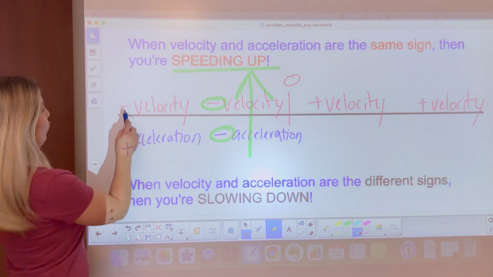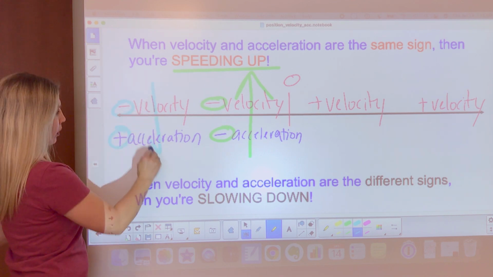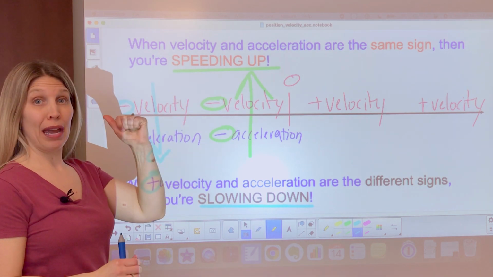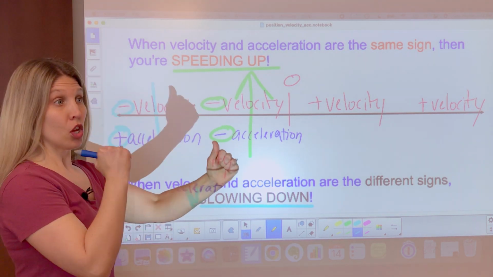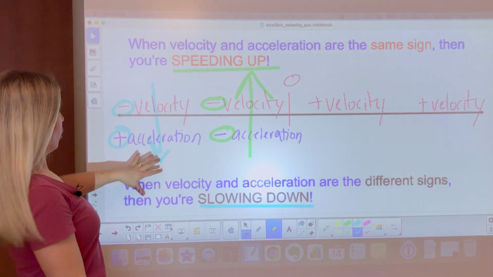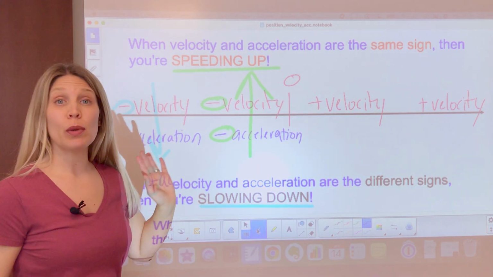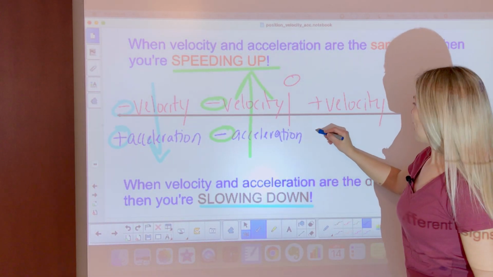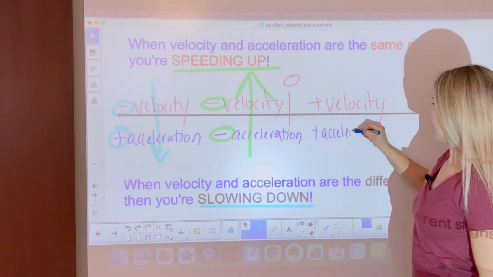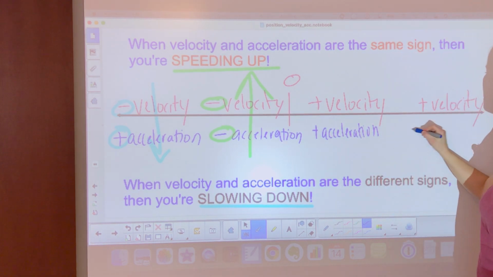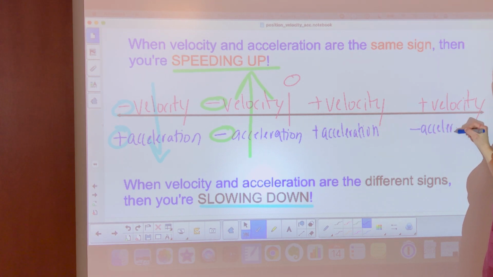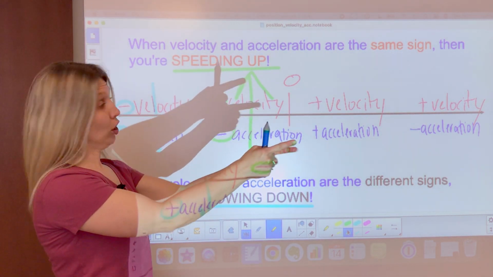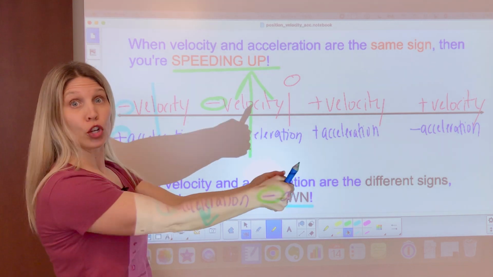Now, if your signs are different, you're going to be slowing down because your velocity is going one direction. It's like you're going backwards, but your acceleration is like you're pushing on the brakes. So those forces are working against each other, so you're going to be slowing down. Same thing when we go to the other side of 0 with velocity. So let's say you have a positive acceleration here and a negative acceleration here. Over on the right side, your velocity means you're heading in that direction, and your acceleration means you're stepping on the gas and you're going faster.